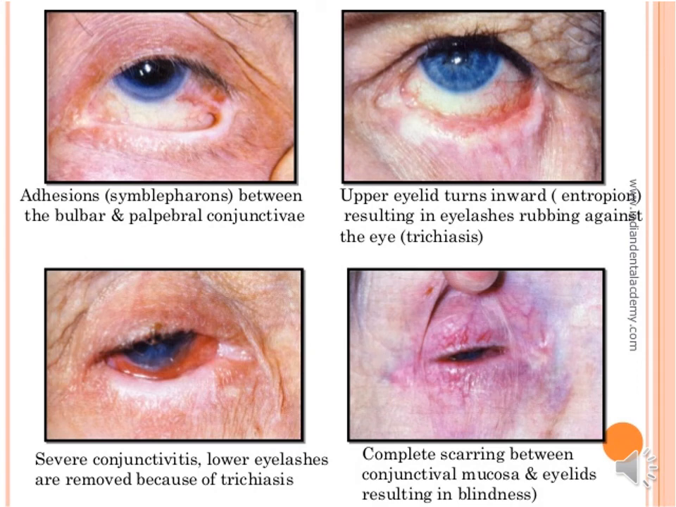This figure shows the eye lesion and the oral cavity, with adhesion called symblepharon between the bulbar and palpebral conjunctiva. The upper eyelid turns inward, entropion, resulting in eyelashes rubbing against the eye, trichiasis. Severe conjunctivitis, lower eyelashes are removed because of trichiasis. Complete scarring between the conjunctival mucosa and the eyelid, resulting in blindness.